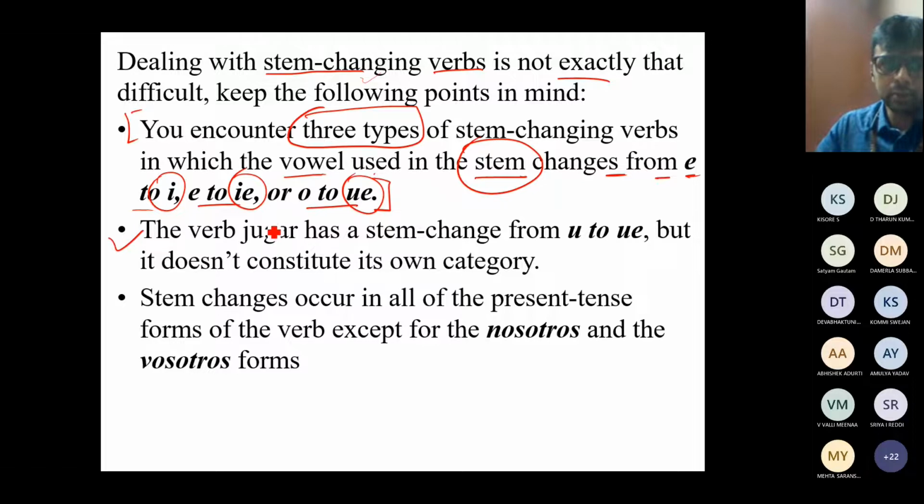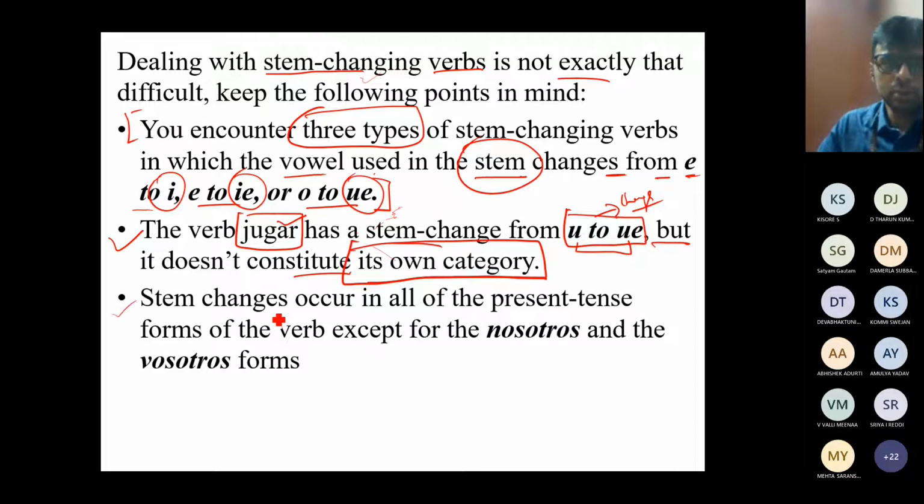In the second point, it is written that the verb jugar, this is the pronunciation, has a stem change where U changes to UE. This change happens only with this particular verb, jugar. Otherwise, you will not find any other verb in Spanish where U will change to UE in the stem. The same thing is written in the second part, but it does not constitute its own category.